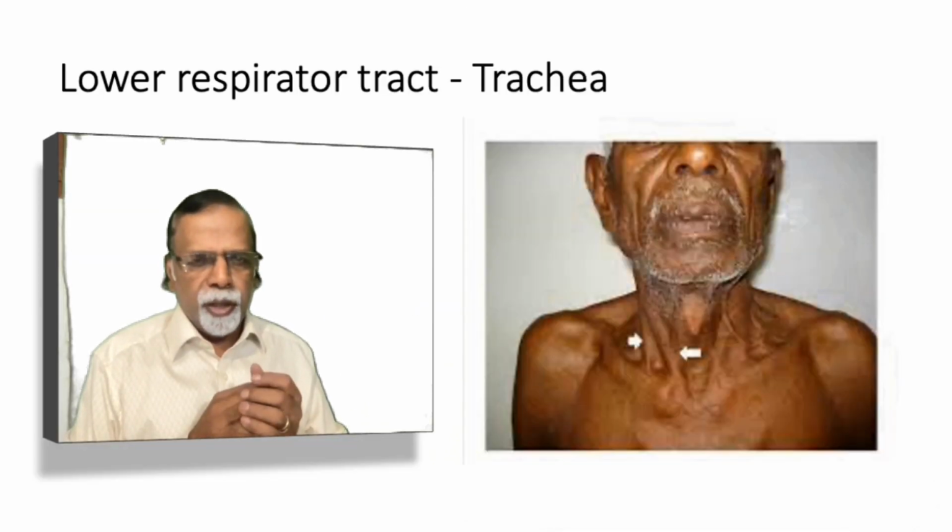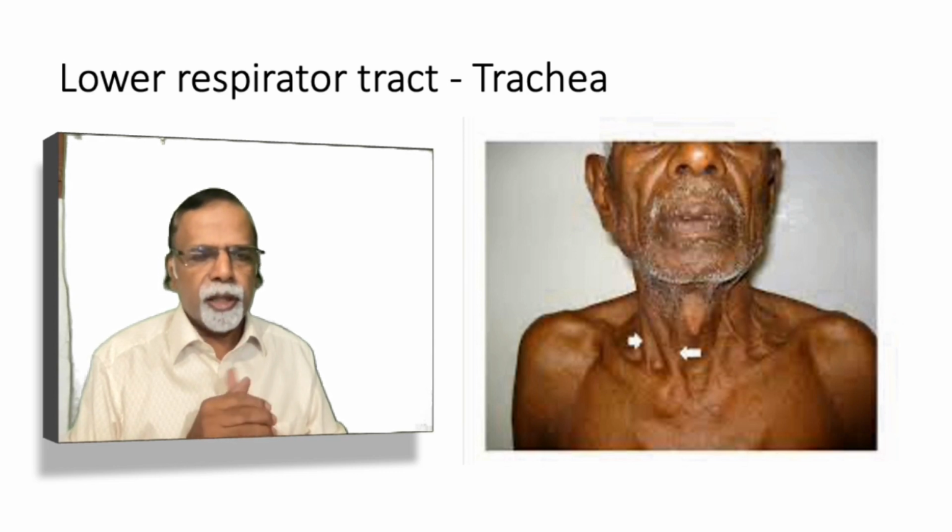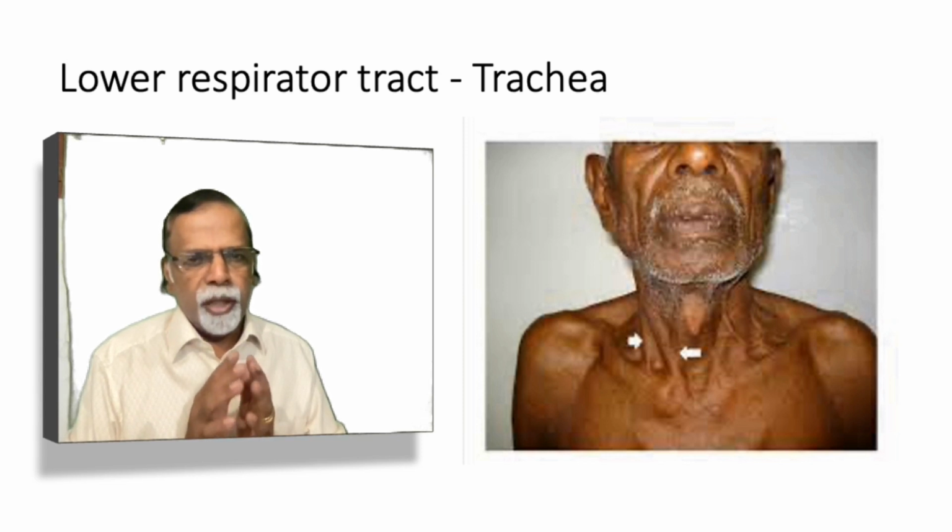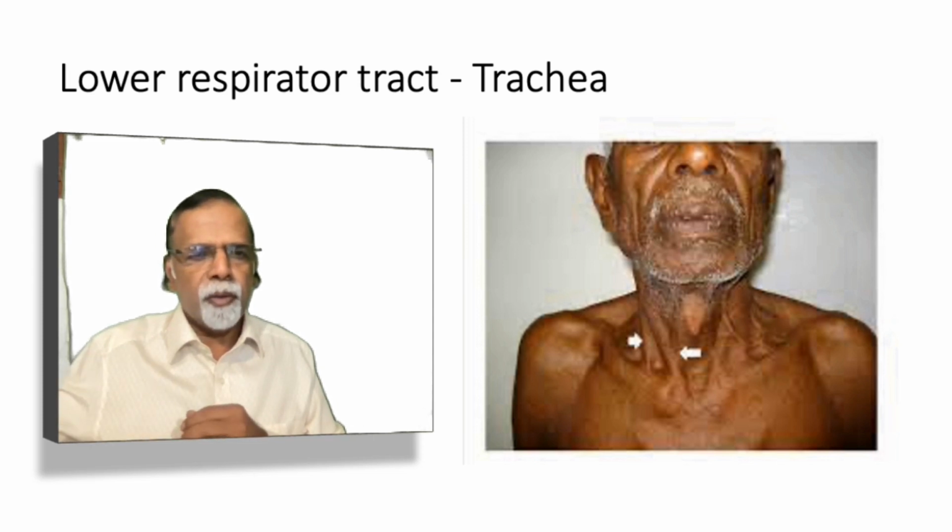Now we are coming to trachea. The most important thing you should look for is whether the trachea is shifted or not. This is identified by the trail sign. When trachea is shifted to one side, the sternomastoid on that side will become prominent. So here you can see the sternomastoid is prominent on the right side.